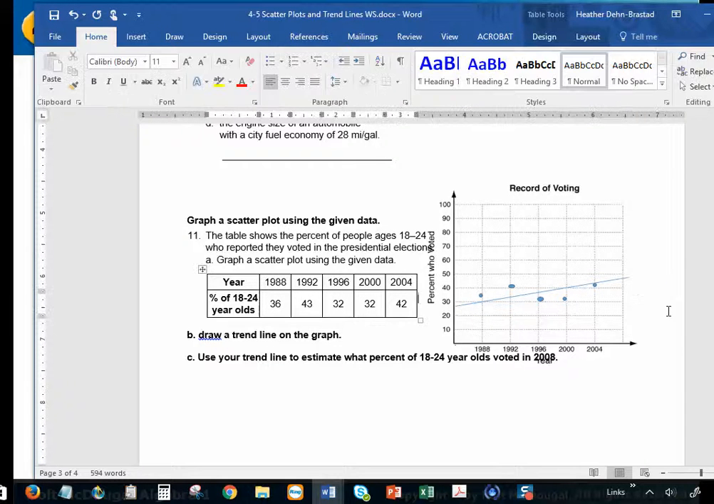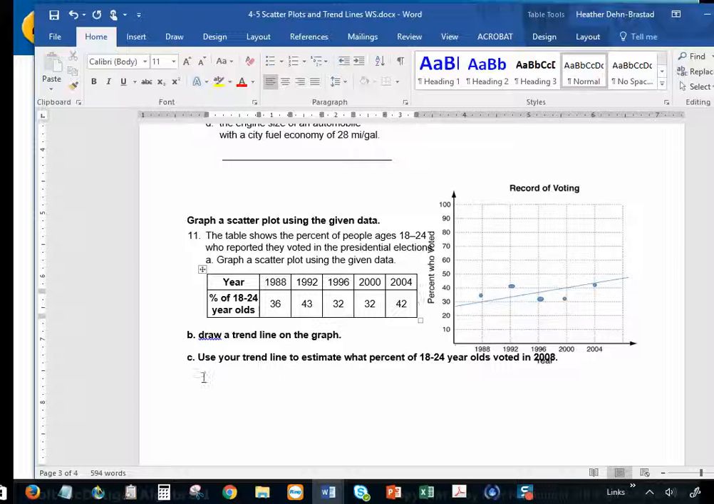Now yours might be a little bit steeper or shallower, or maybe you started a little bit lower. But the general direction of your trend line should show some dots above, some dots below, and should show that this is increasing very gradually. This is not a drastic increase by any means.